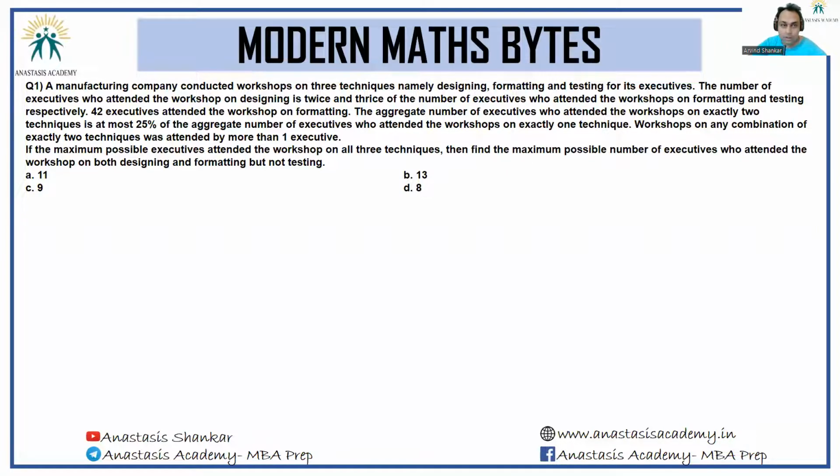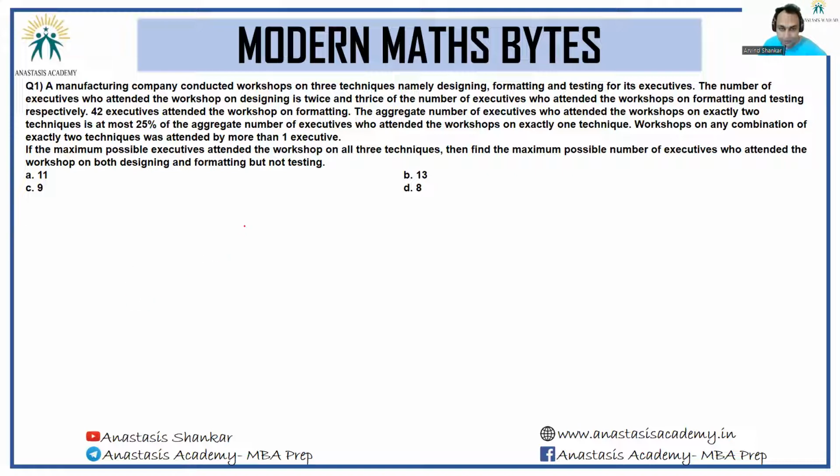Let's look at the solution of modern maths bites. The manufacturing company conducted workshops on 3 different techniques, namely designing, formatting, and testing for its executives. The number of executives who attended the workshop on designing is twice and thrice the number of executives who attended the workshop on formatting and testing respectively.